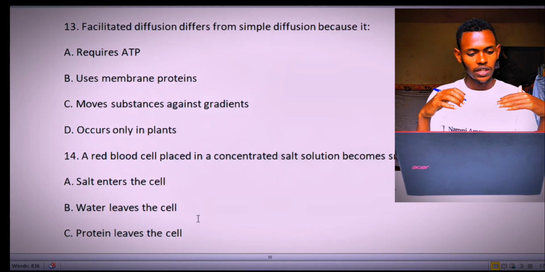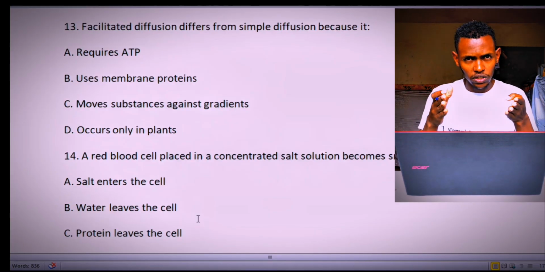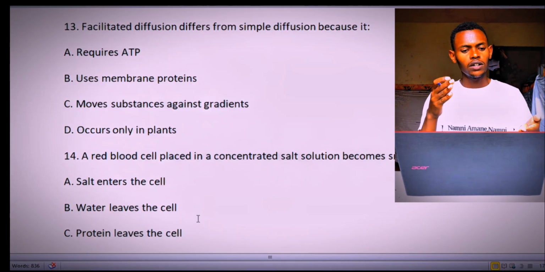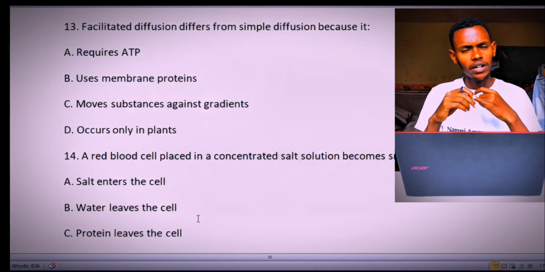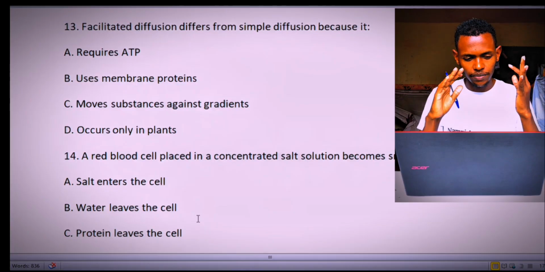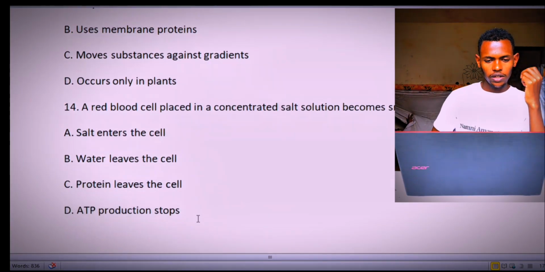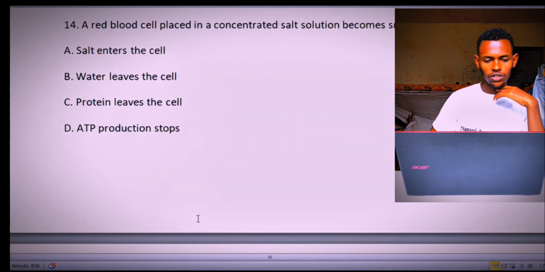So what is the answer? B. uses membrane proteins. But simple diffusion does not use any membrane protein or ATP. Okay, let's go on to the 14th question.